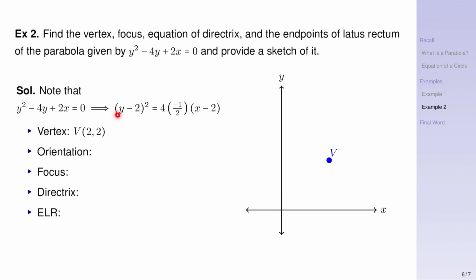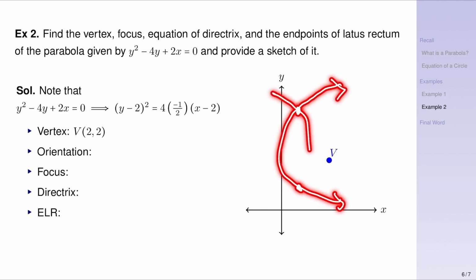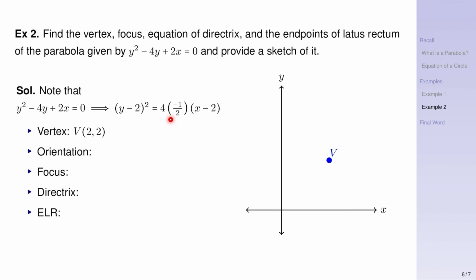Next, for the orientation, since the squared variable is y, you expect that the parabola would be oriented like this or like this. To determine if it opens to the right or opens to the left, that would be dependent on the sign of p. In this case, since it is negative, then we expect that the parabola opens to the left. And since this one is the vertex, the parabola would do something like this one out here.